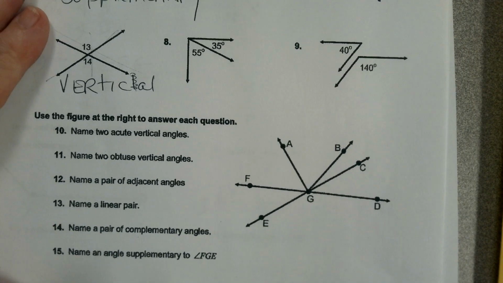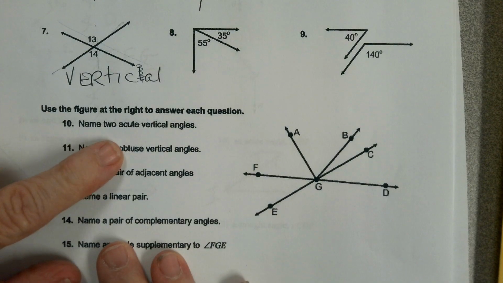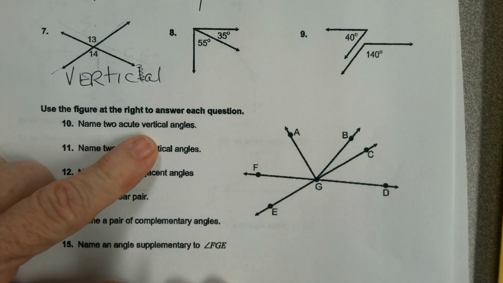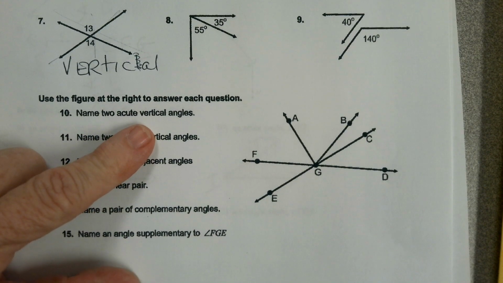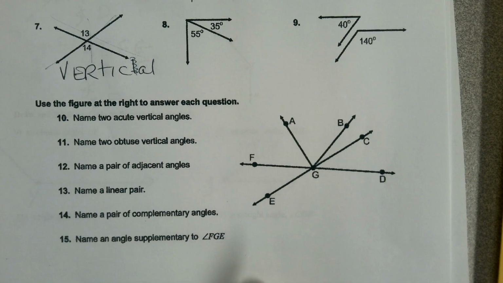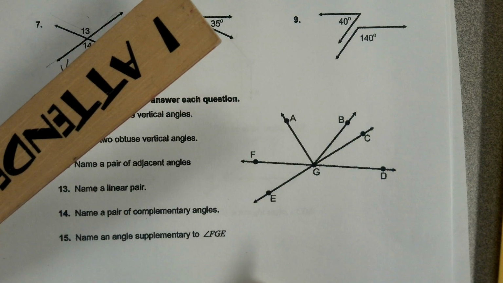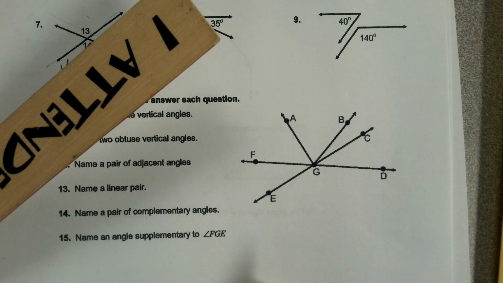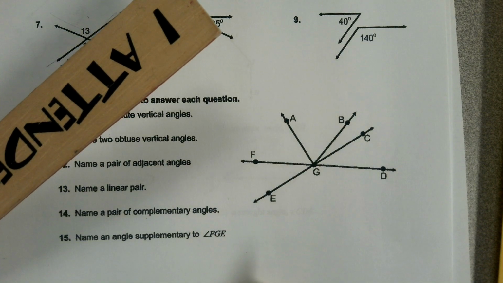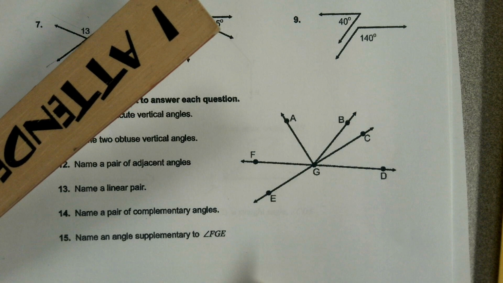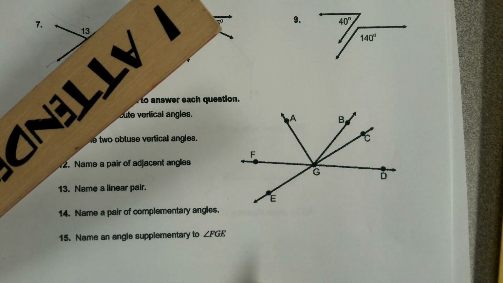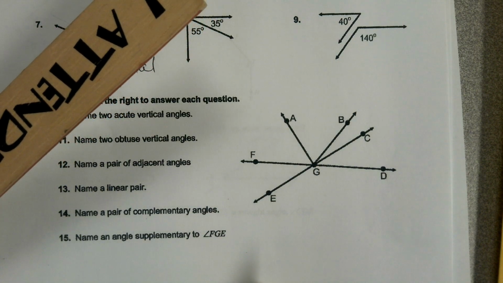Okay. Then this says down here, name 2 acute vertical. So which ones are vertical? Oh, I see. Does anybody see 2 vertical? That their lines intersect? Where? Tell me one of them. Angle BGE and angle BG what? BGE and Nope. That's not vertical. Oh, too acute. My bad.